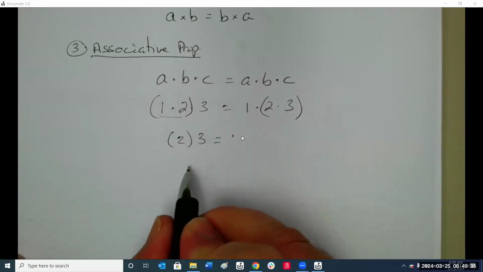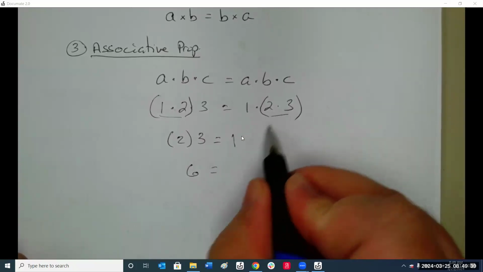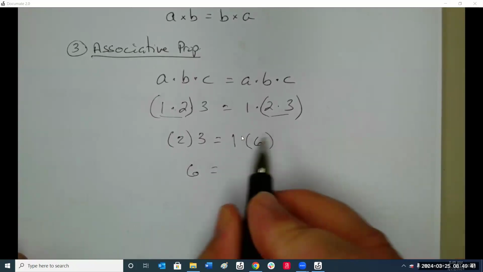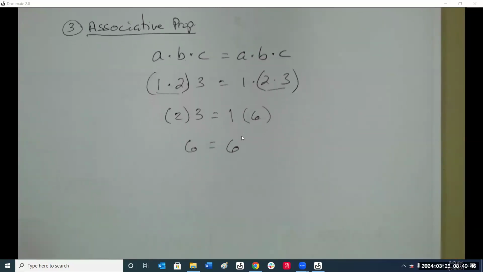So 2 times 3 is 6. We do the same thing here. Do the parentheses. 2 times 3 is 6. 6 times 1 is 6. And that's how we show them, so we can group them any way we want to.